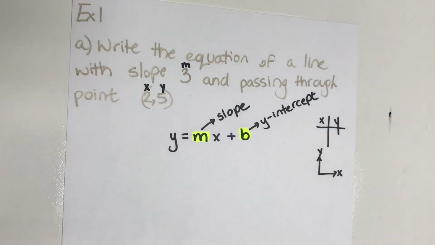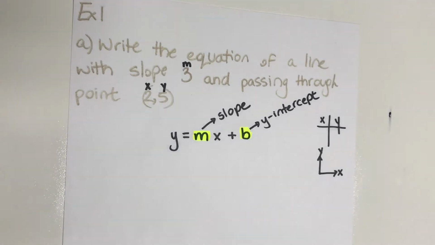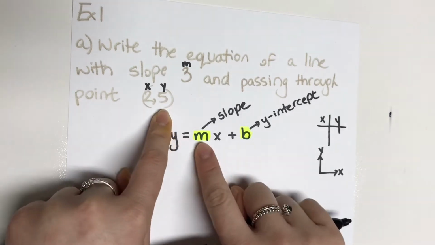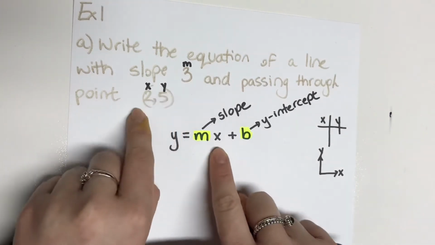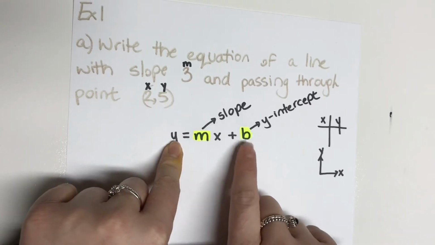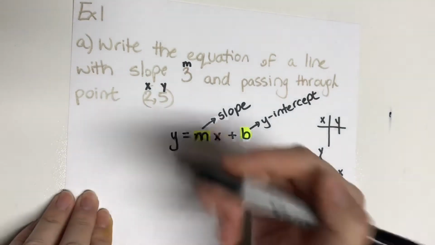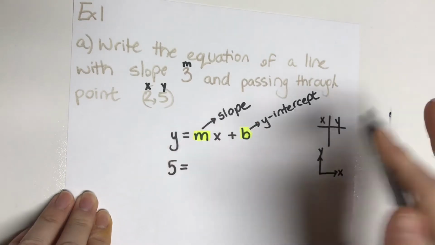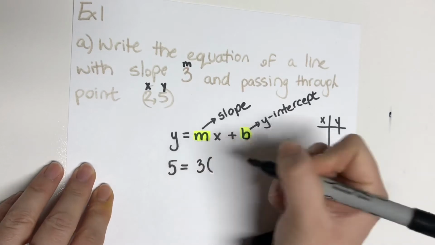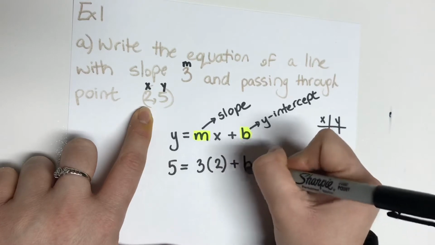In this case, we are given the slope, but we don't know the y-intercept. However, we do have this coordinate, so we can substitute the m, the x, and the y, and use those values to solve for b. So that's what I'm going to do. Instead of y, I'm going to write 5. Instead of m, I'm going to write 3. And instead of x, I'm going to write 2. B, I don't know, so I'm going to keep it a variable.